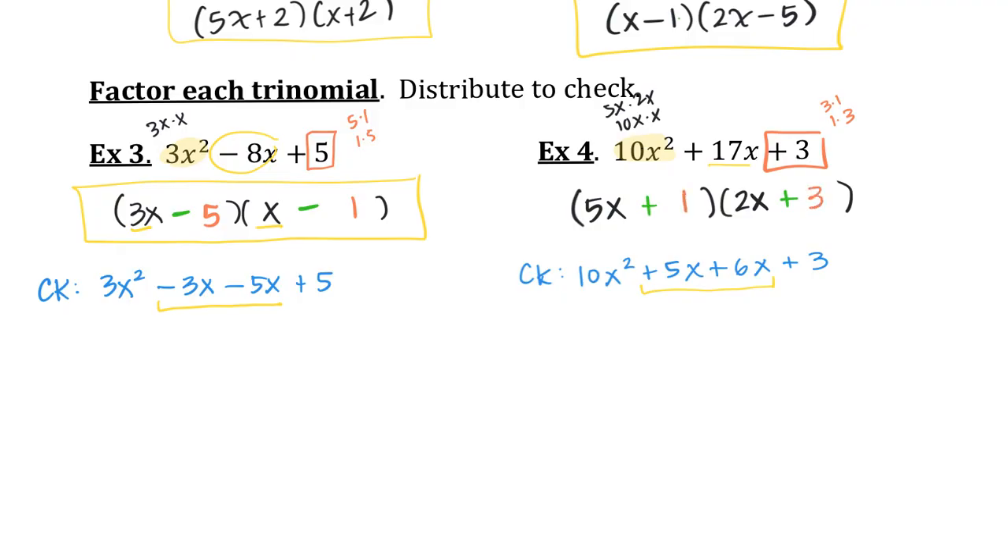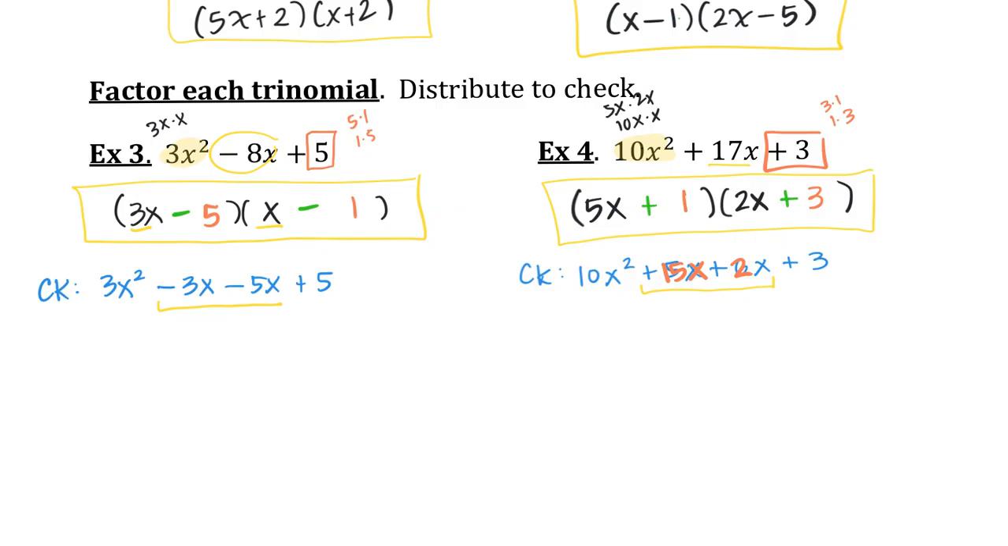Okay, now let me recheck it. 5x, 2x, 10x to the second. 5x times 3 makes this 15x. 1 times 2 is 2x. And then 1 times 3 is still 3 because I didn't change anything. Now if I do 15x plus 2x, I do get 17x, which means this is the correct answer.